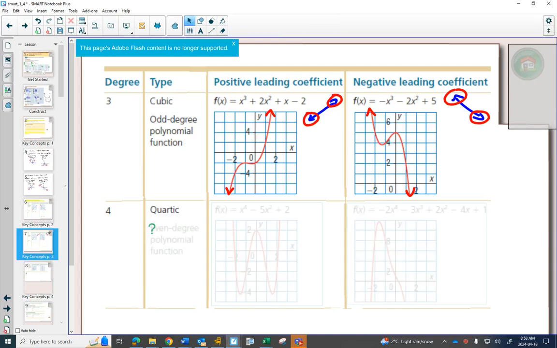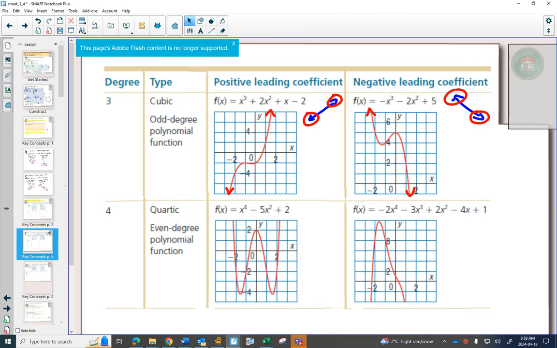A degree of 4. I see a degree of 4. Now I would think about parabolas. A positive parabola opens up. There's my arrowheads. Sure enough, this one had arrowheads opening up.